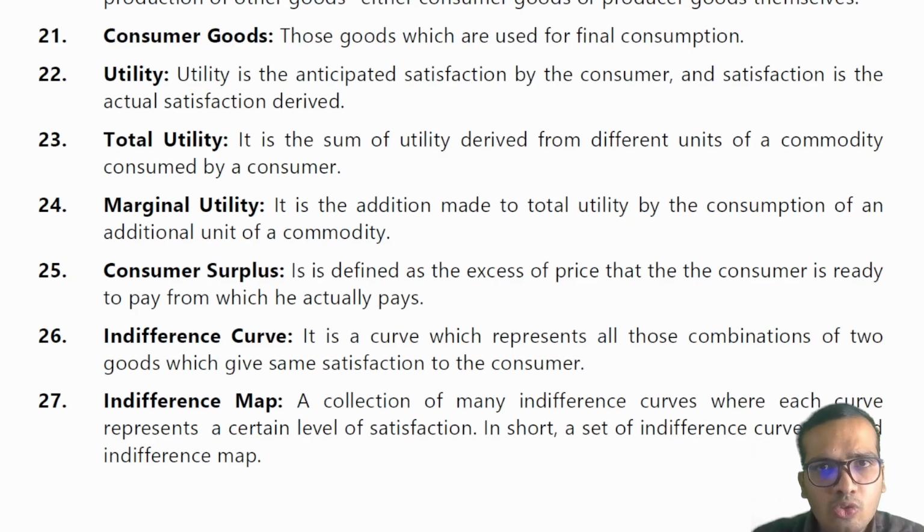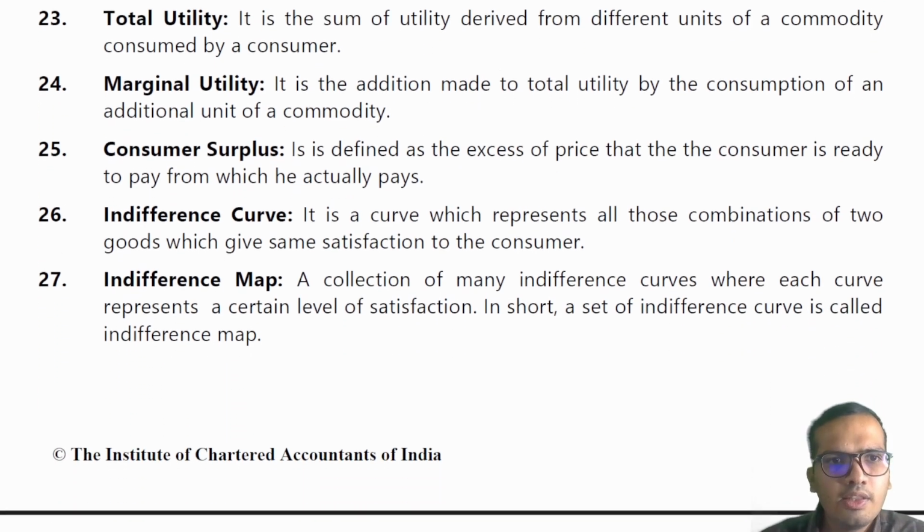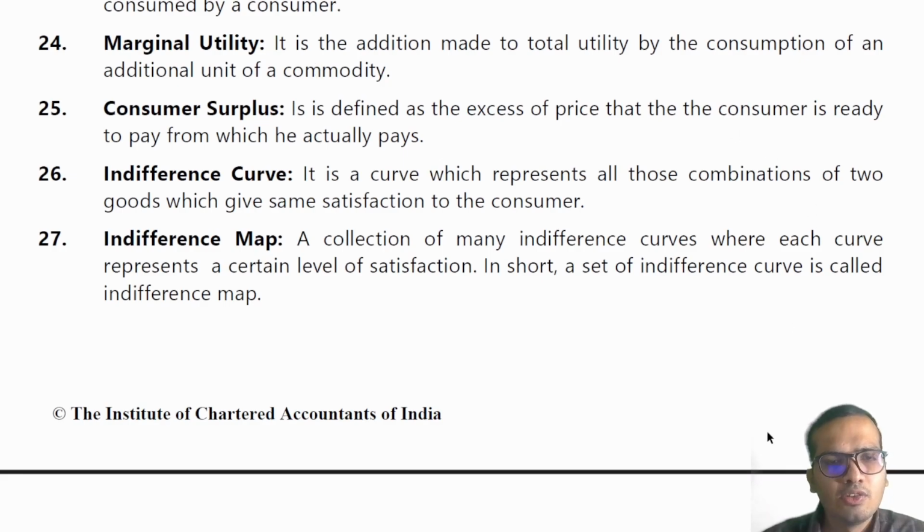Total utility. So total utility is the sum of utility derived from different units of a commodity consumed by a consumer. Then comes marginal utility. So it is the addition made to total utility by the consumption of an additional unit of a commodity.